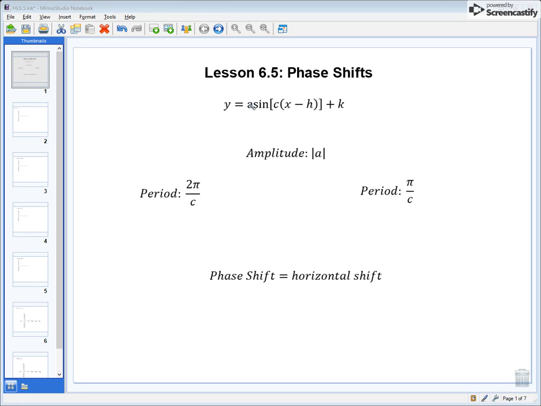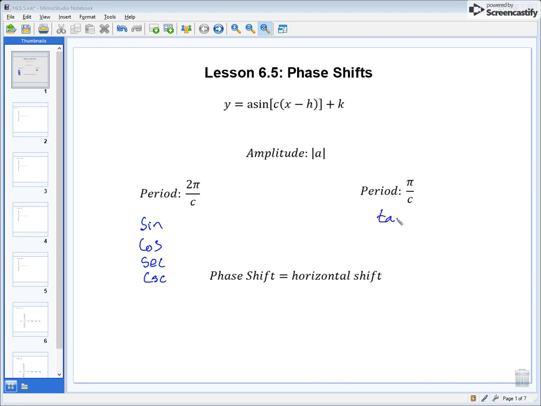Remember that A, the absolute value of that, was the amplitude for all sine, cosine, secant, cosecant. The H is what we're going to be doing today. The C is how we found the period. Remember that sine, cosine, secant, and cosecant all have a period of 2 pi normally. And this is how many cycles are in 2 pi.